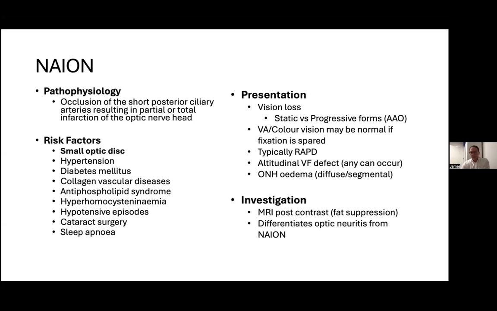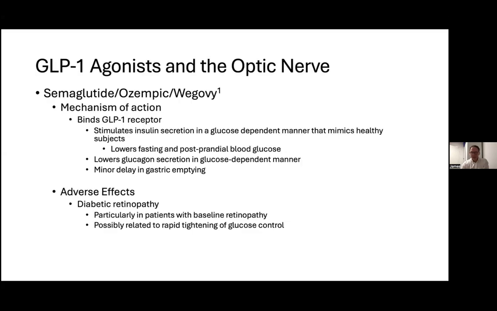Now, the interesting component of this case was this gentleman's Ozempic use and the improvement in the appearance of his nerves following cessation of it. GLP-1 receptor agonists have become commonplace in the treatment of diabetes as well as for weight management. I'll quickly go through their mechanism of action and then some of the associated ocular effects that have been discussed.